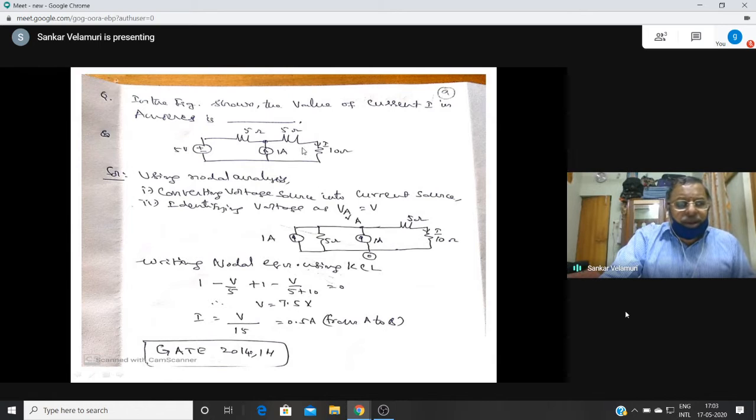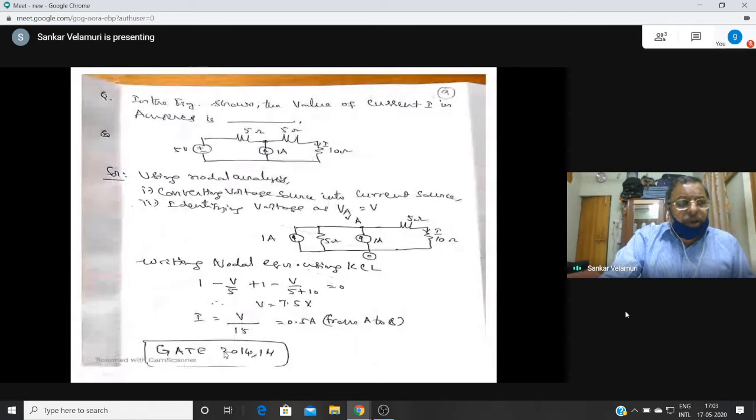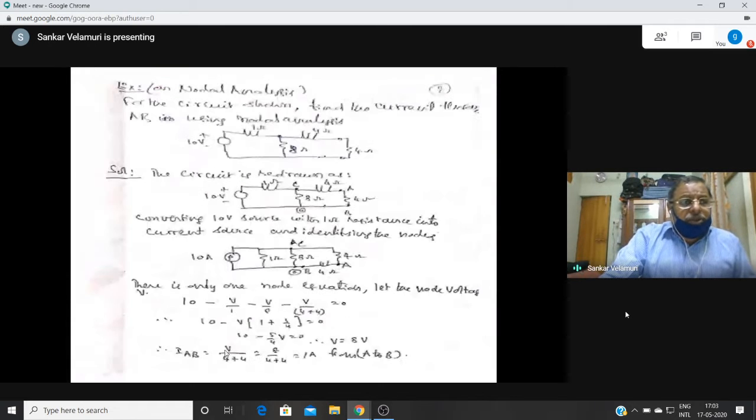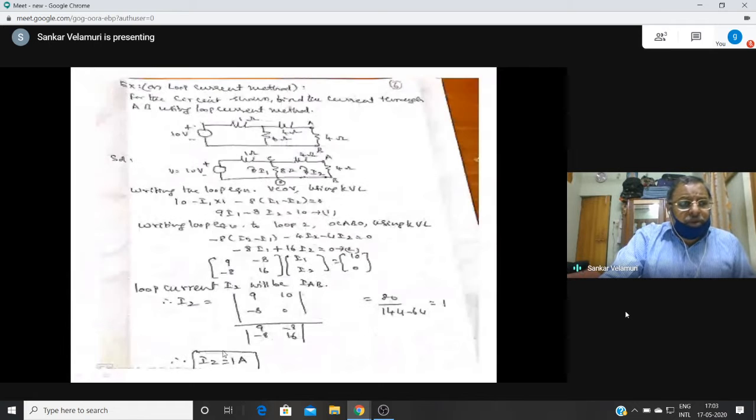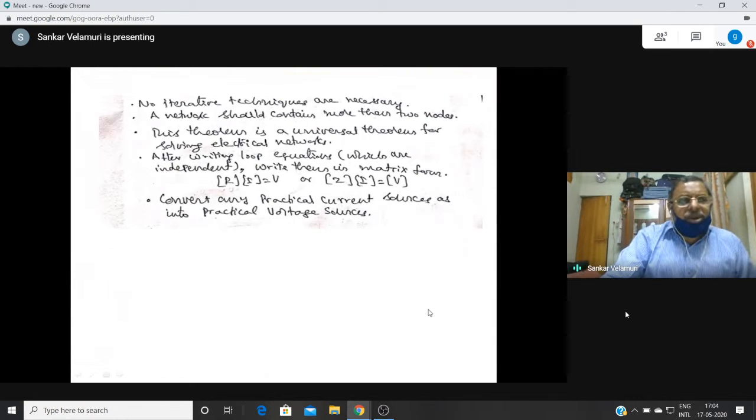I think I have selected one. Yeah, I think this is GATE 2014. Tomorrow I will explain this. So these two will be explained in tomorrow's lecture, loop current method and nodal analysis. With that, all the theorems are fundamental, so they are already more familiar. Therefore I have not taken many examples in this, and will go to the two-port networks.